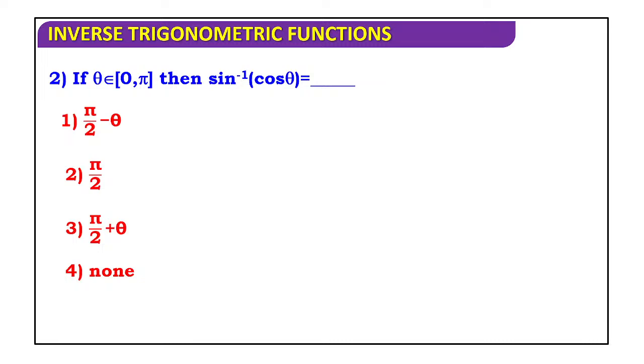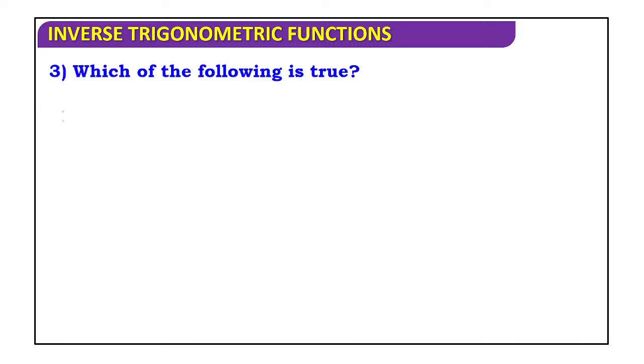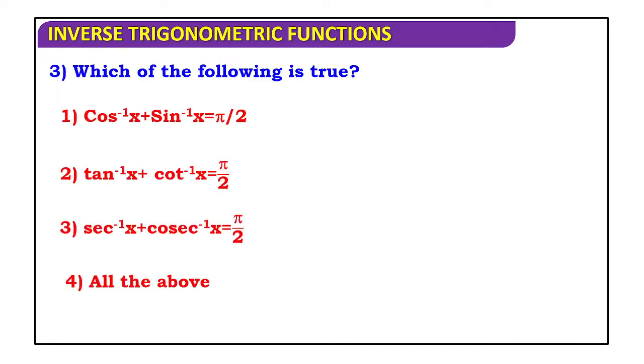Check the formulas and tell me quick. Option 1, 2, 3, 4. Okay, next. Like 3 identities, correct? All the above is true.